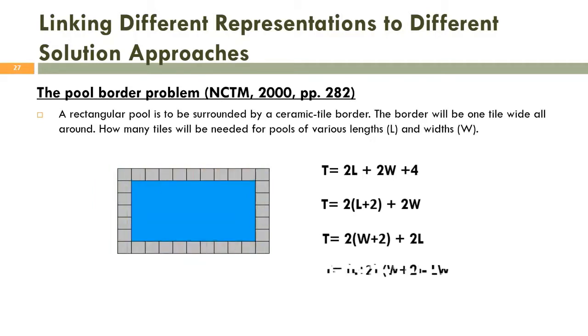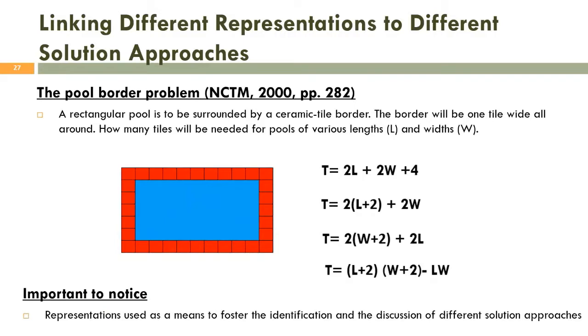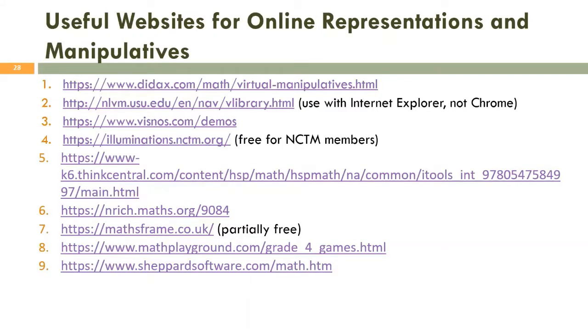And finally, another group might come up with this approach. I need to be showing that this represents taking the entire rectangle and then subtracting the pool. So in this way, I can help my students understand that representations can actually help us illustrate the different ways in which we can be solving this problem. And we could be talking for hours and hours, and I'm cognizant that I have taken some more time, and I apologize for that. But let me conclude by pointing your attention to some very useful websites that you can use, where you can find online representations.